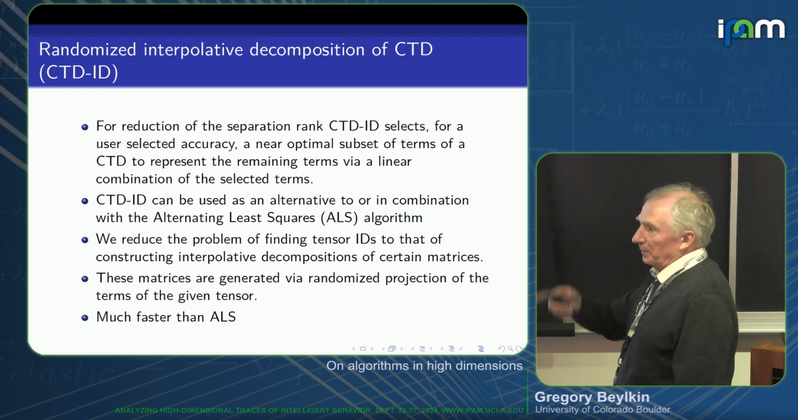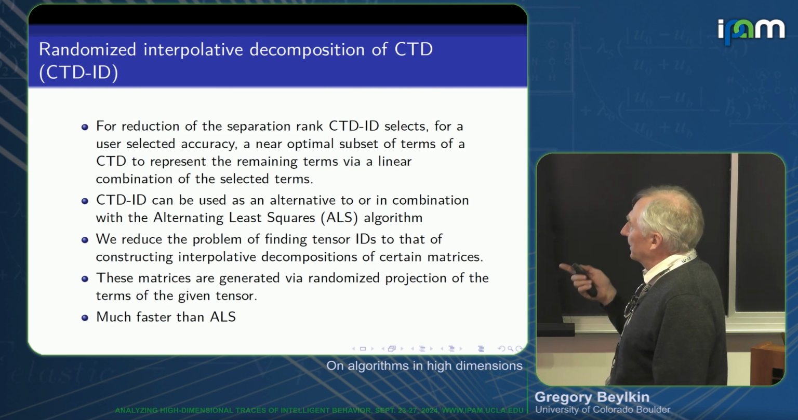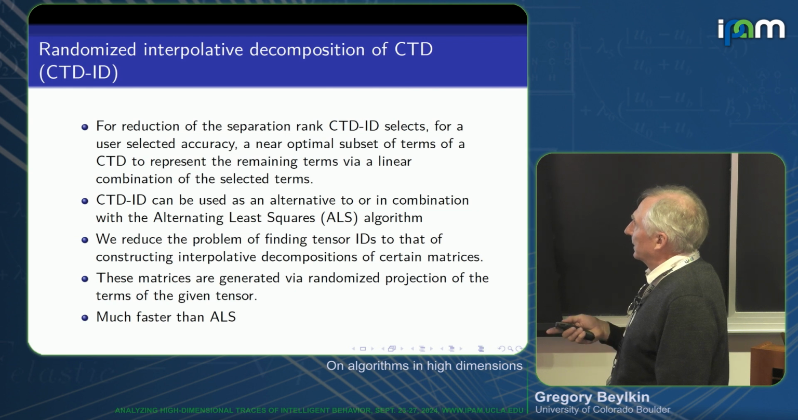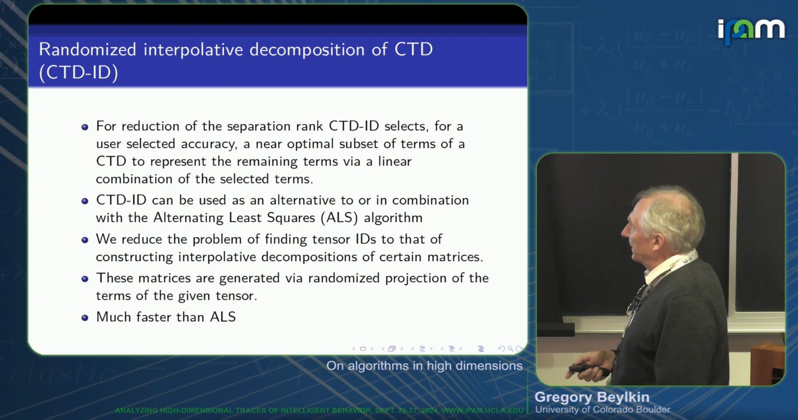So think of the columns of the matrix. They can be linearly dependent to some accuracy. Find the best subset of them that can represent all other columns. That's the skeleton. And so we did skeleton for separated representations by mapping this problem onto some matrices. Okay, so there is a paper on that. But that started us in one more direction.